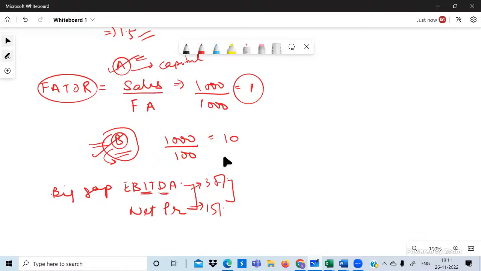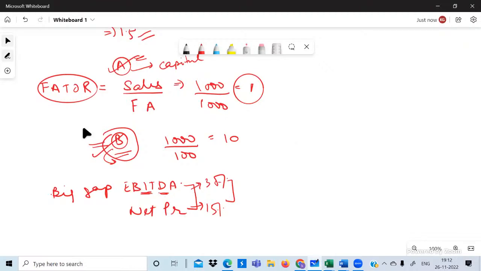If you're looking at companies like Zara, Marks and Spencer, Shoppers Stop, all these retail outlets, they'll typically have a higher asset turnover ratio compared to, if I'm looking at Reliance Industries or maybe Adani Ports, they'll typically fall in the A category where the fixed asset turnover ratios will be low compared to the B category companies.